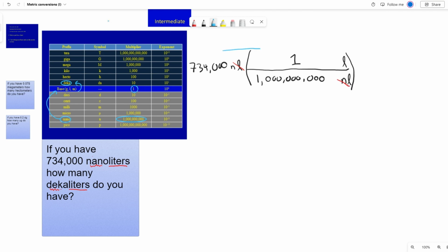Okay, so now we have it set up so that the nanoliters and nanoliters will cancel out, and then you multiply across. So we're going to take 734,000 times 1, which gives us just 734,000. And then we're going to take that 734,000 and divide it by a billion.